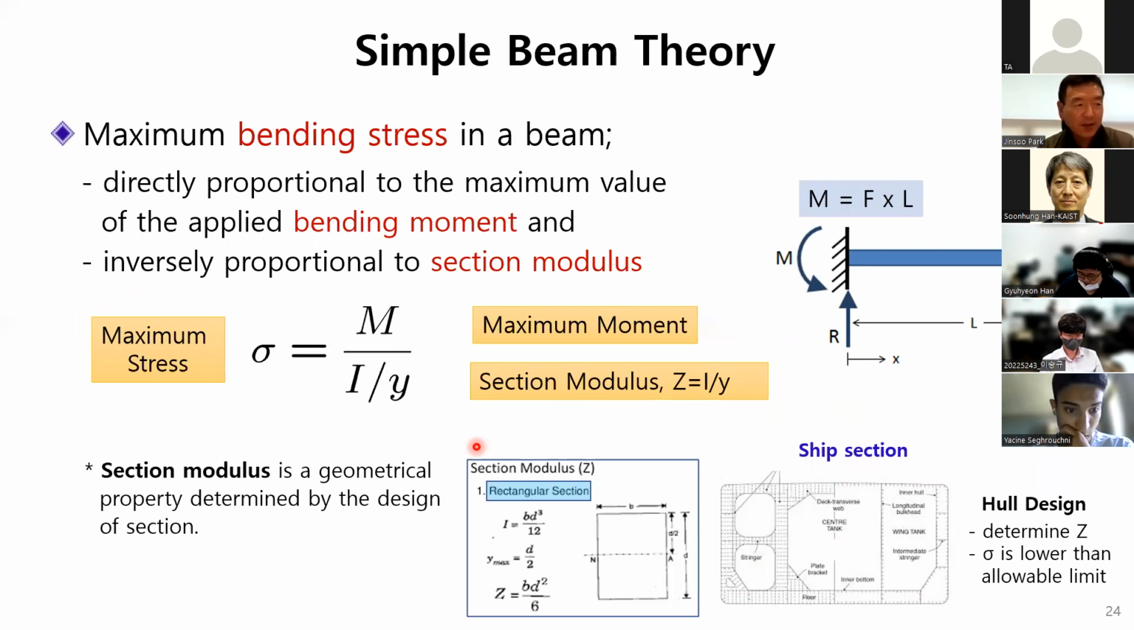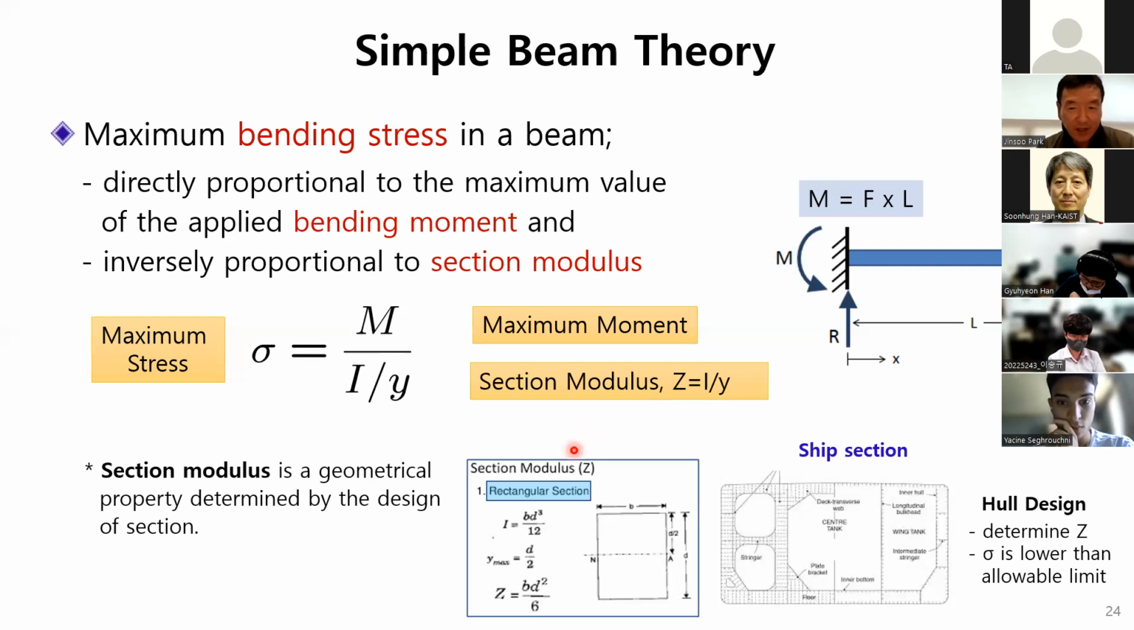At this point, I think we need to talk about beam theory. Simple beam theory is used to evaluate stress in a simple beam by bending moment. It is because the whole structure of a ship can be regarded as a simple beam. So in this theory, maximum bending stress is calculated by this simple equation. You don't need to know it in detail.